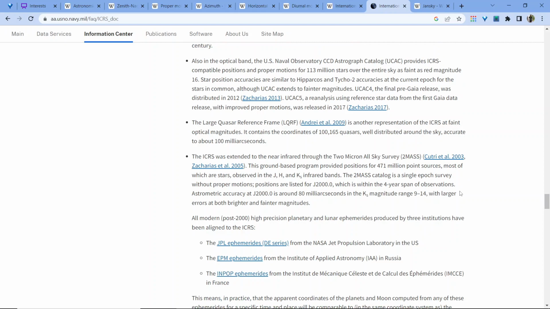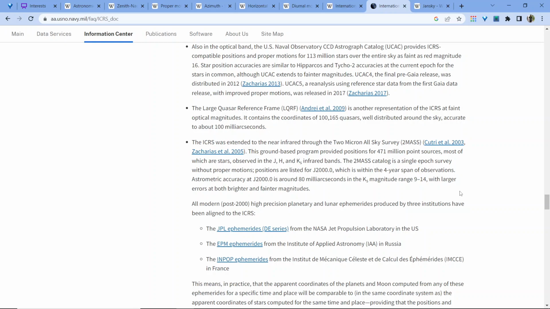The ICRS was extended to the near infrared through the Two Micron All-Sky Survey, 2MASS. This ground-based program provided positions for 471 million point sources, most of which are stars observed in the J, H, and Ks infrared bands. The 2MASS catalog is a single epoch survey without proper motions. Positions are listed for J2000.0, which is within the 4-year span of observations. Astrometric accuracy at J2000.0 is about 80 milliarcseconds in the Ks magnitude range 9 to 14, with larger errors at both brighter and fainter magnitudes.